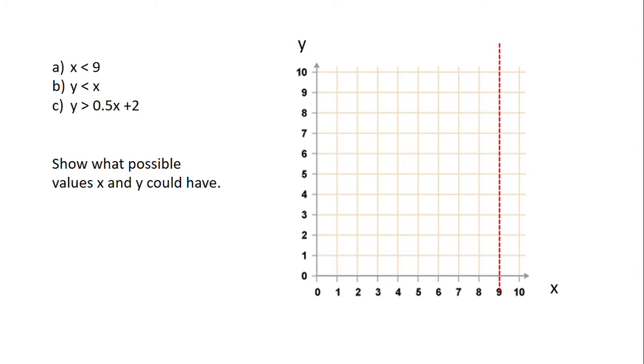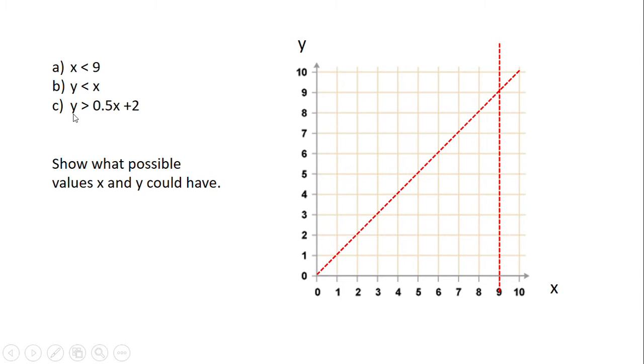X is smaller than 9, so x is going to be anywhere on that side of that line. Y is smaller than x. Okay, so we draw the line y equals x. Okay, y equals x, 1 and 1, 2 and 2, 3 and 3. Anywhere along this line, the x value equals the y value. Anywhere below the line, the y value is smaller than the x value. So for example here, 5 and 2, the y value is 2, the x value is 5. The y value is smaller than the x value.